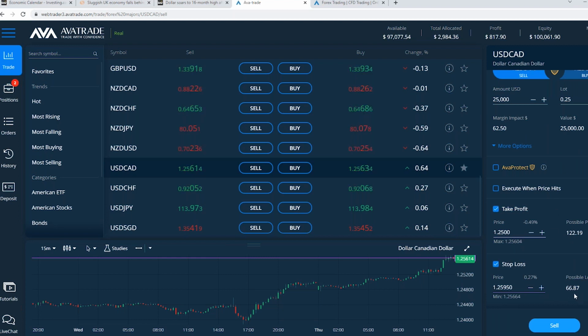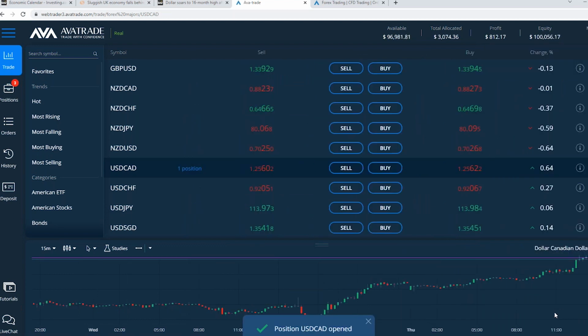And maybe I say, you know what, I'm willing to risk more than 66. I'll risk 100. And so I increase the trade size here, and it's adjusting my risk. I can see what it is. And now I'm risking about 100 with 0.36 lot size. And then I sell. So now I know my exact risk to my stop loss.